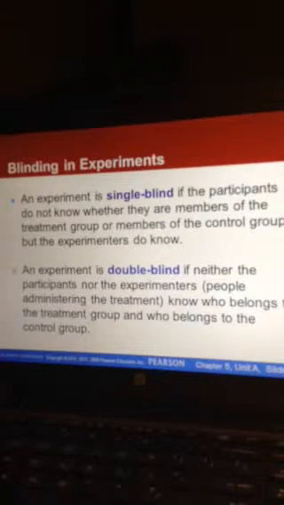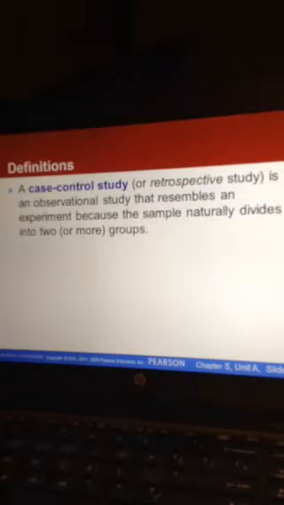The double blind is where neither the participants nor the experimenters know who is in the treatment group and who is in the control group. So it's called a double blind because it's not only the people receiving the treatment, but it's also the experimenters that are conducting the experiment.